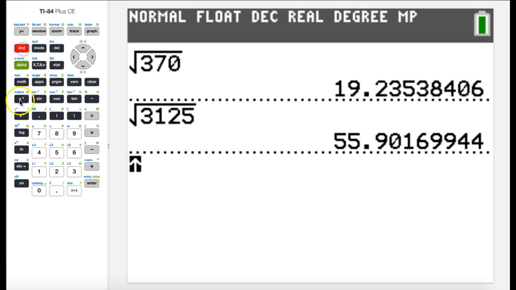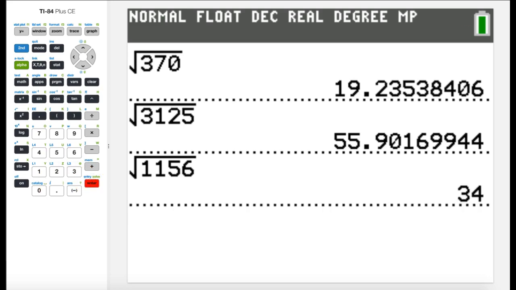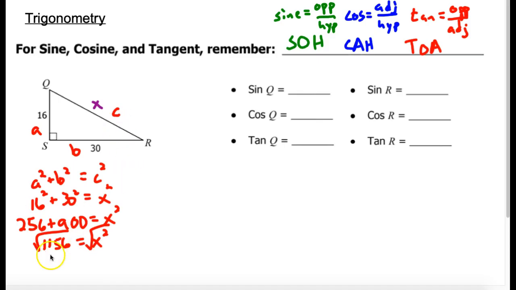So the square root of 1156 is exactly 34. Don't have to round. So this missing side here, I can get rid of this x, and I know that this is just 34. So now we want the sine, cosine, and tangent of each of our missing angles. Let's start with Q. Okay, so I want to label this triangle with respect to Q first.